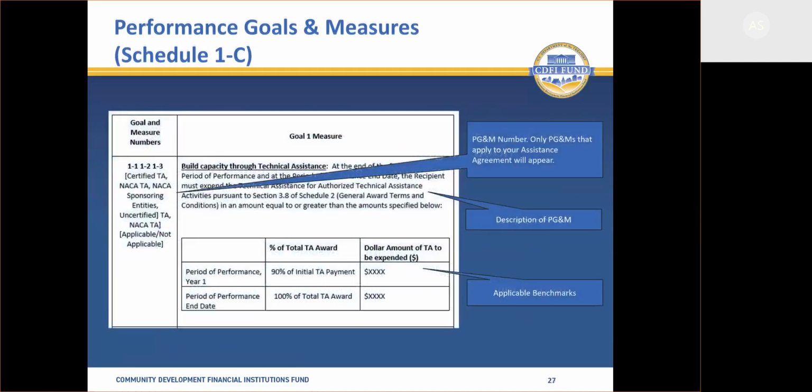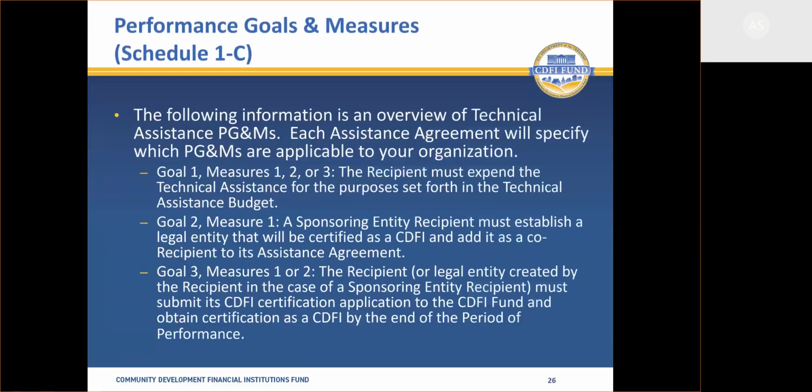Goal 2 pertains to our NACA groups. If you are a sponsoring entity, one of the purposes of the program is to establish the legal entity that will be certified as a CDFI. Again, that's only applicable to our NACA sponsoring entity groups. And then Goal 3, if you are not yet certified, Goal 3 will have to do with submitting your CDFI certification application, which if this is your first award, will be at the end of your second period of performance, and then becoming a certified CDFI, which if this is your first award will be at the end of your final third year period of performance.